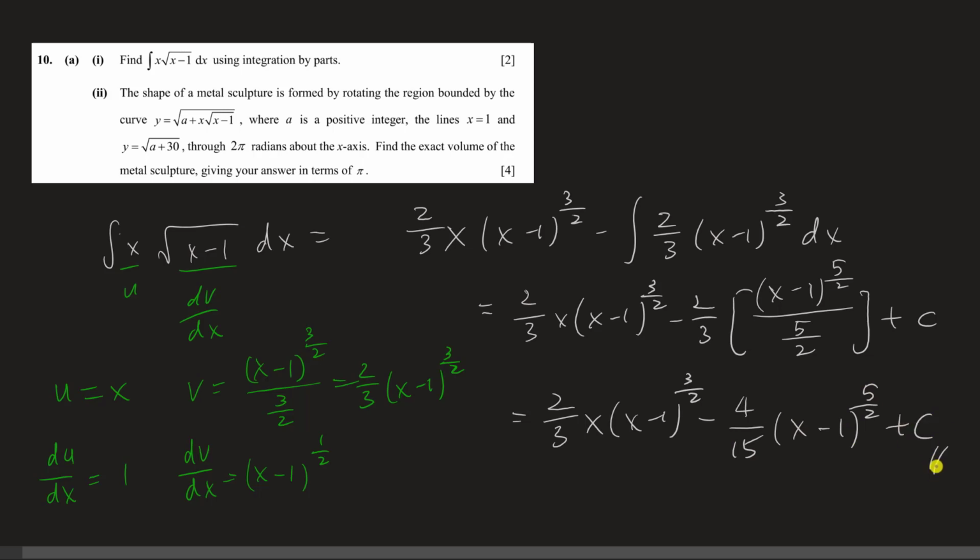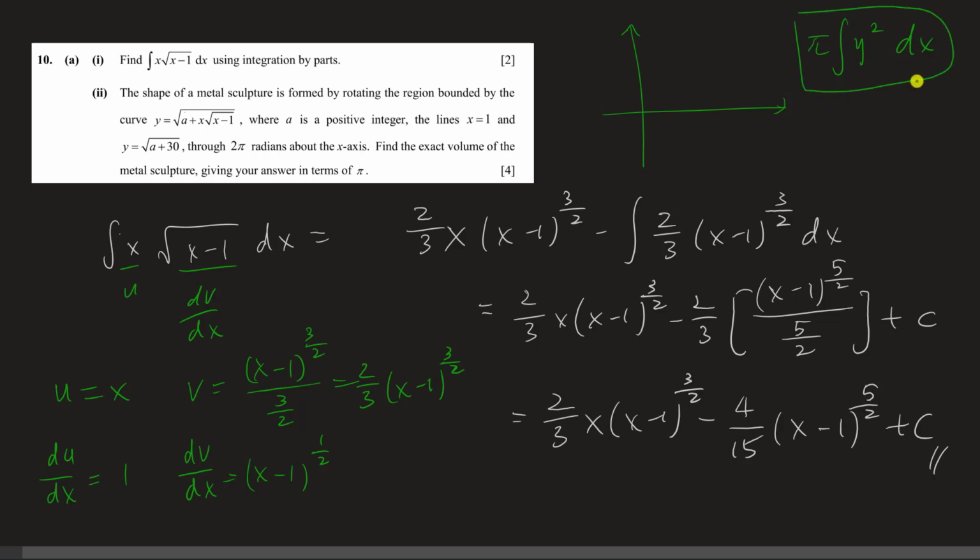Second part, the shape of a metal sculpture is formed by rotating the region bounded by this scary looking curve, a square root within a square root, where a is a positive integer, lines x equals 1 and y equals root a plus 30. We're going to rotate it about the x-axis. So this curve, which we don't know what it looks like, is being rotated about the x-axis. So the correct formula to apply here would be pi y squared dx, because I'm rotating about the x-axis. So keep this in mind.